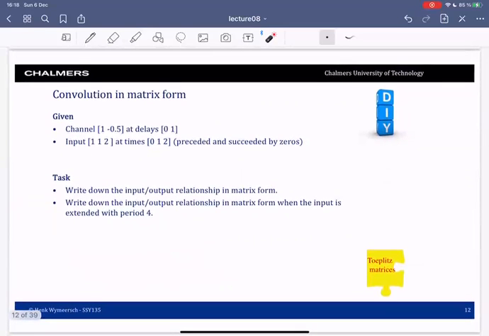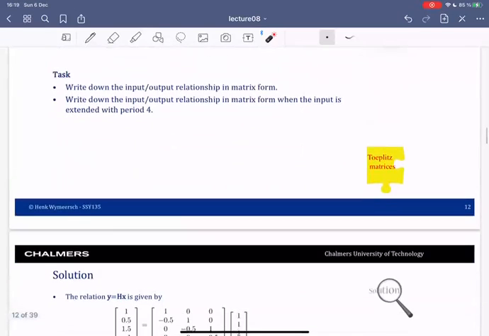So here's a simple example of convolution and circular convolution. Let's suppose that you have a channel with two taps, 1 and minus 1, 0.5 at these delays. You have this input preceded by zeros on all sides. And I ask you to write down the input-output relationship in matrix form for standard convolution and for circular convolution. So you can take a small break, otherwise we go on.